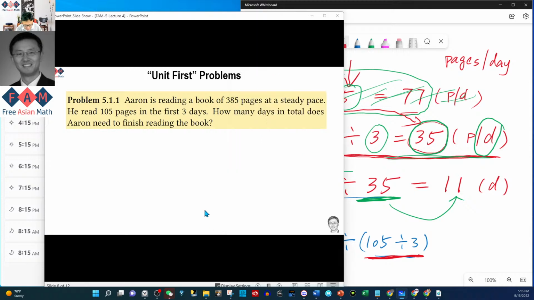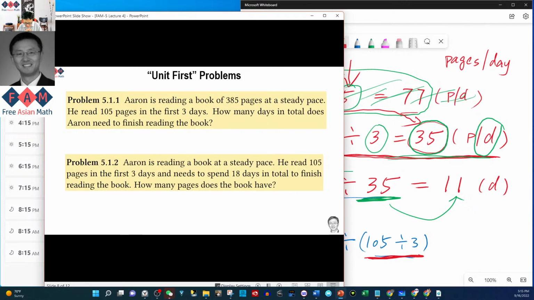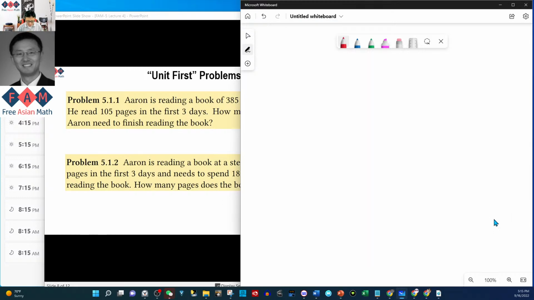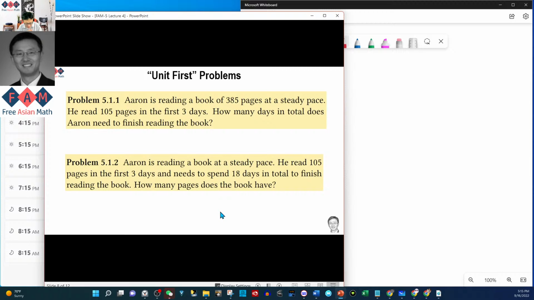Okay, so now let's move on to a second problem. So we spent so much time on the first problem. Hopefully the second problem and the rest of the problems will come easier. Now, a very similar problem. Once again, Aaron is reading a book at a steady pace. He read 105 pages in the first 3 days, exactly as in the previous problem.